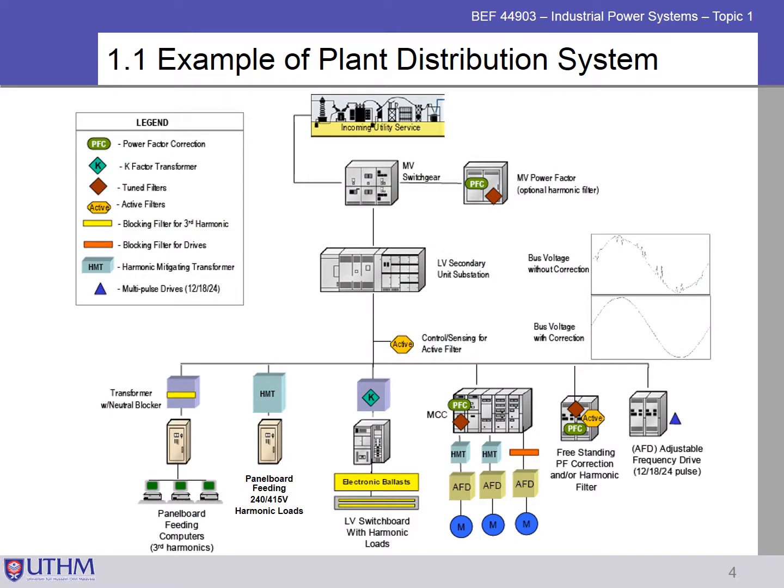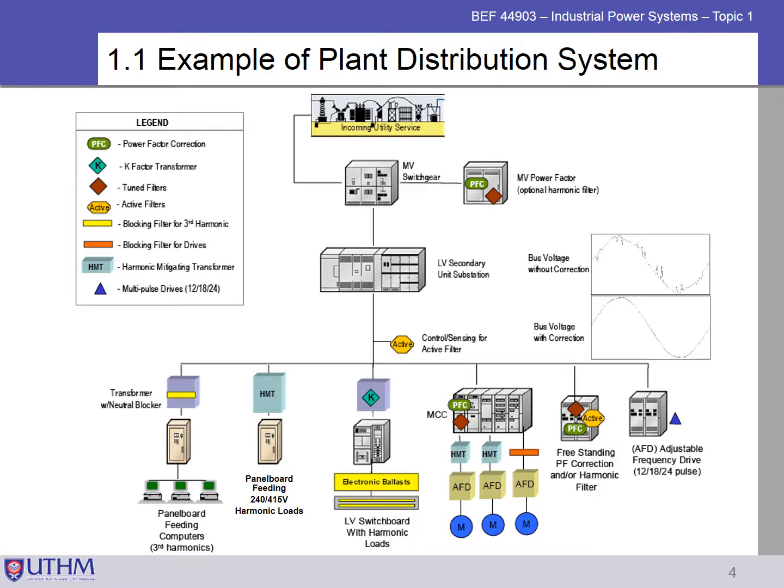Okay, this is the example of a plant distribution system. We can see here the incoming utility service connected to MV switchgear. MV stands for medium voltage, and then it is connected to the LV secondary unit substation. Okay, here is the PFC. PFC is the power factor correction. This is important to make sure that our system is regulated to 0.85 power factor.